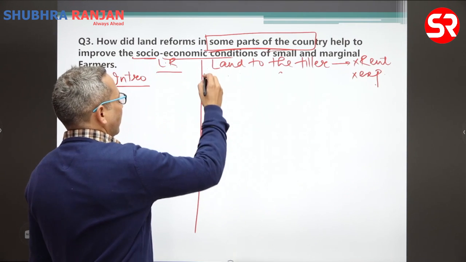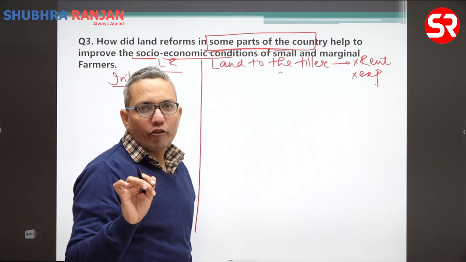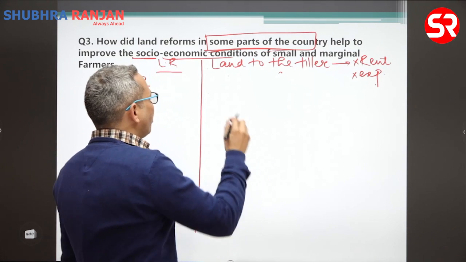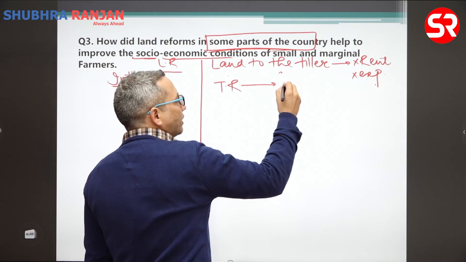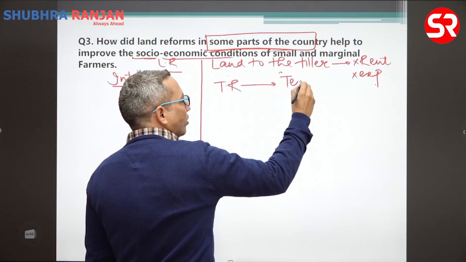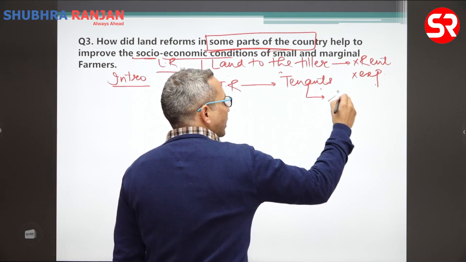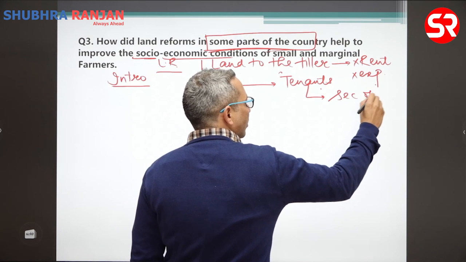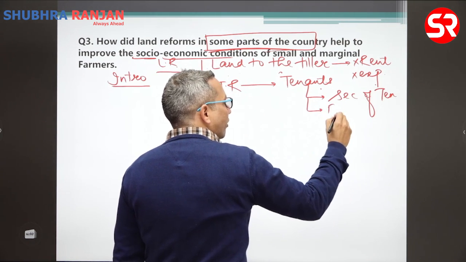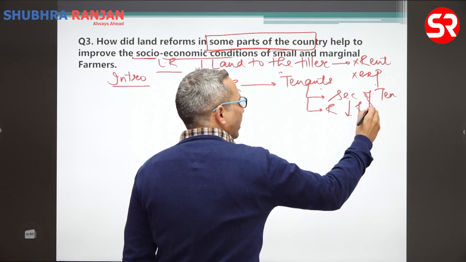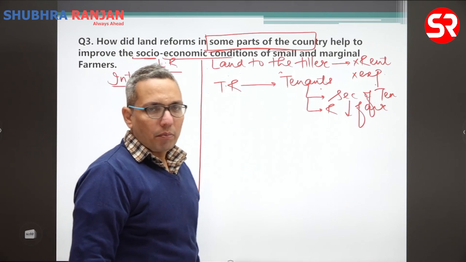Then, zamindari was abolished, and tenancy was reformed. Because of tenancy reforms, the situation of tenants improved. The tenants got security of tenure. At the same time, the rent was brought down to a fair and just level. So economically, they were helped.